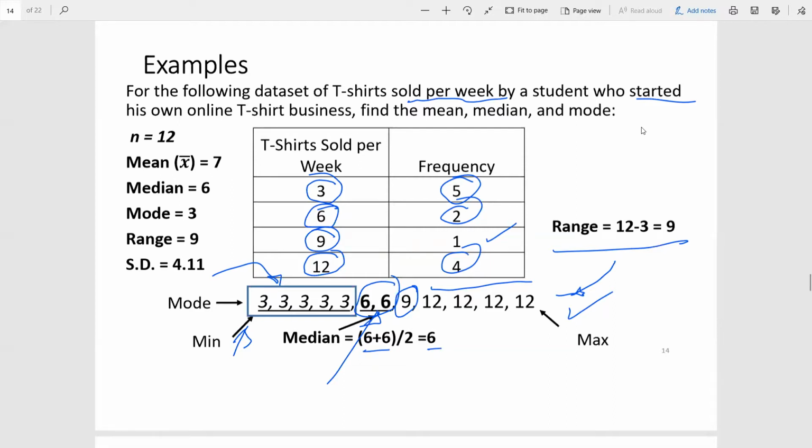And then the mode, just taking a glance at this, the mode is going to be 3 because there are 5 3s. If you have a chart like this, you just need to look at the highest frequency, and that tells you what the mode is. Sometimes you will not have a mode.